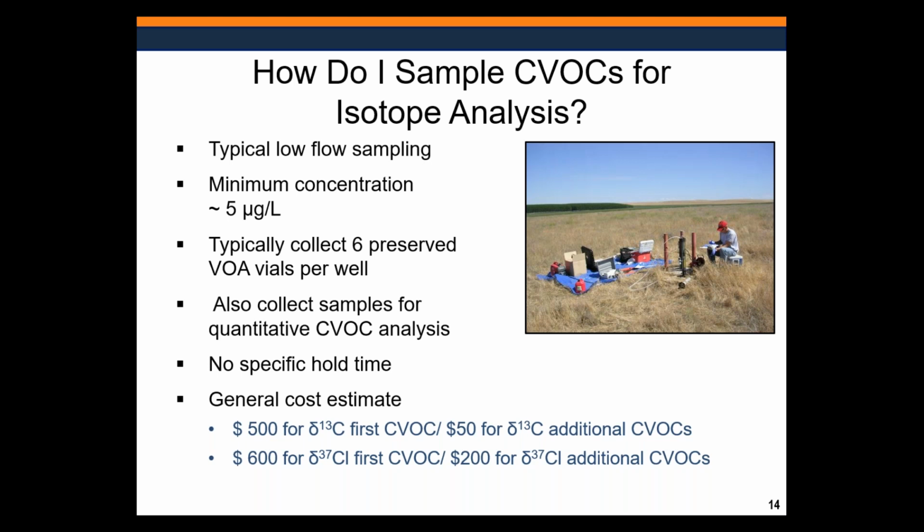Cost, it's on the order of $500 for the first compound for carbon-13. But if you have multiple compounds in a sample, say you have TCE, cis, vinyl chloride, those second compounds tend to be relatively inexpensive. So you can run all of the different compounds you're interested in, the VOCs, usually from one sample. Chlorine analysis is a little bit more expensive, but again, the data that you can garner from that is often worth the cost.